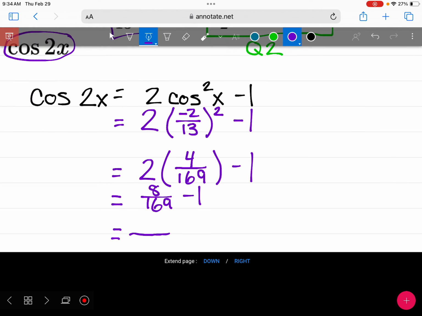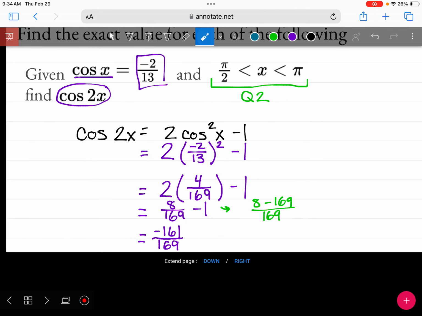So when in doubt on something like this, get to common denominators. 8 minus 169 over 169. Negative 161 over 169. Okay.